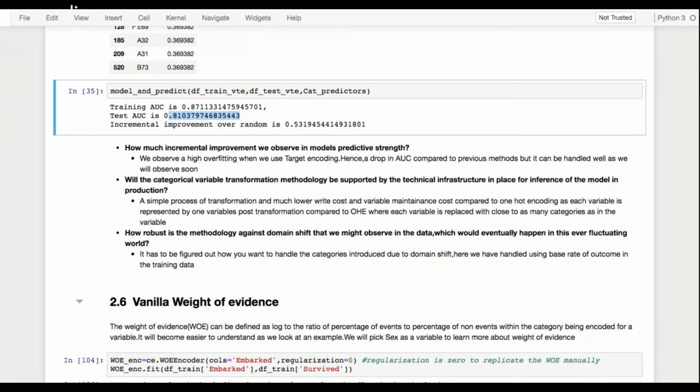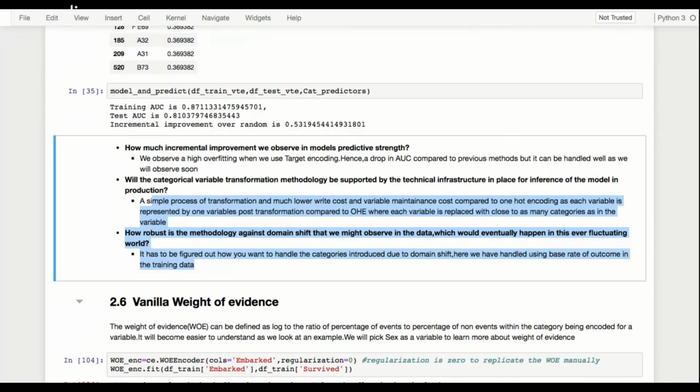Here we are using the outcome itself, and it's an observation that lots of practitioners have written about. When you are using supervised techniques to encode, you might observe a higher amount of overfitting. Now, there are workarounds around it, which we will talk about as we move forward. But yeah, that's an observation. Again, the observations for inference and domain shift are similar to what we observed for count encoding.